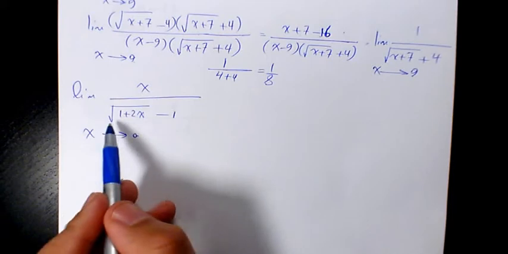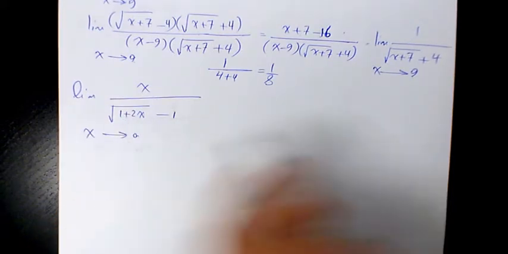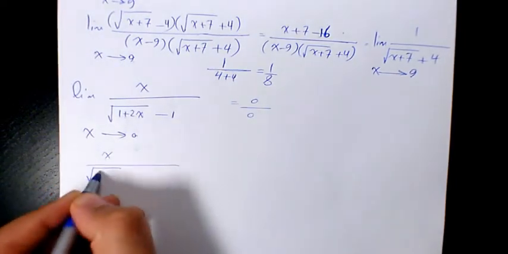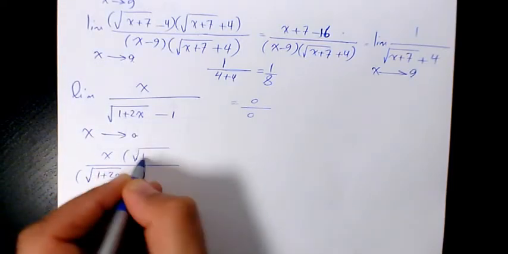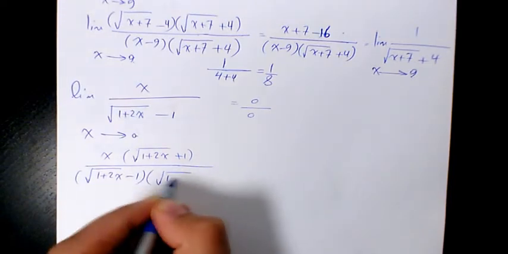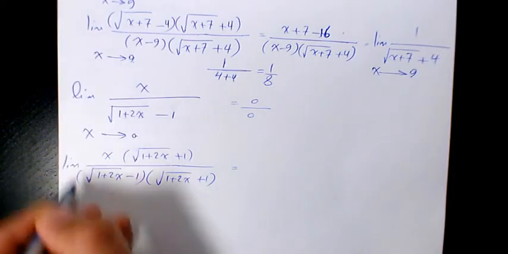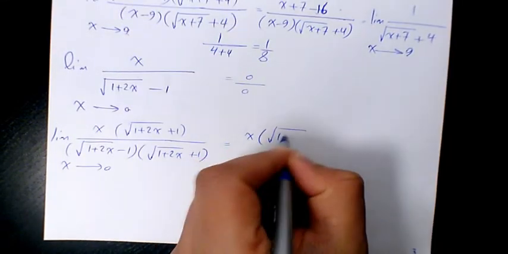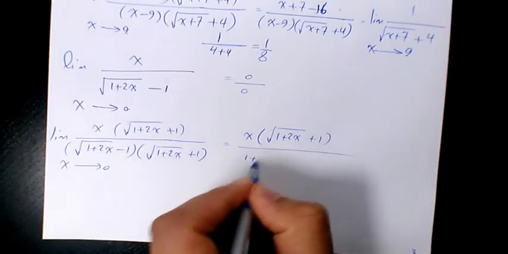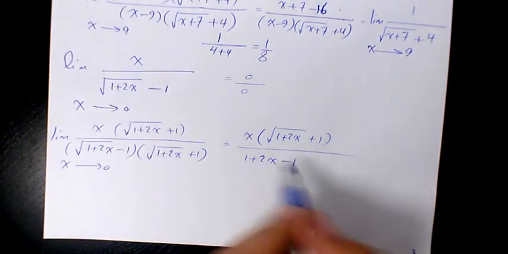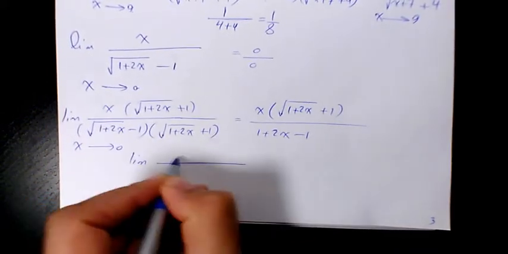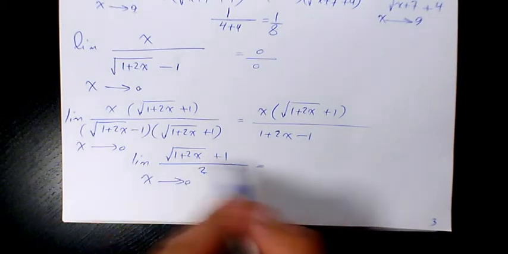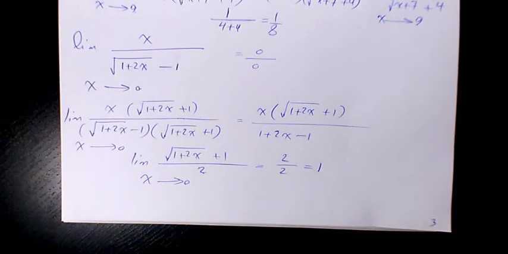Next one is limit of x over square root of 1 plus 2x minus 1 when x approaches 0. So that will be 0 over 0. So x over square root of 1 plus 2x minus 1 times square root of 1 plus 2x plus 1 over square root of 1 plus 2x plus 1 when x approaches 0. So what we need to do, in the denominator, I'm gonna just write the numerator. In the denominator is gonna be 1 plus 2x minus 1 squared, which is 2x. These two cancel out, and then x and x cancel out. It's gonna reduce to limit of square root of 1 plus 2x plus 1 over 2 when x approaches 0, which will be 1 plus 1, 2 over 2, and that's going to be equal to 1.